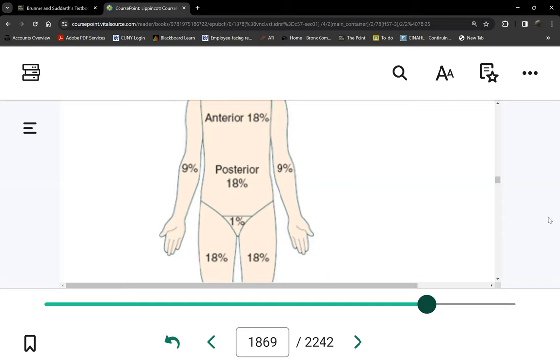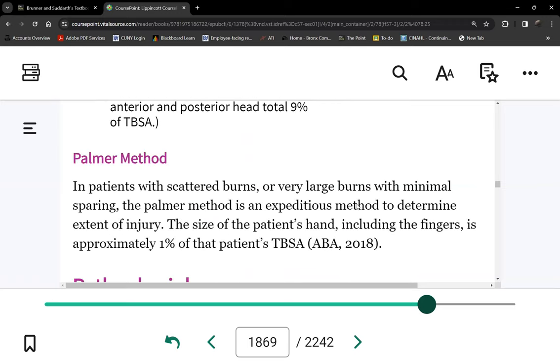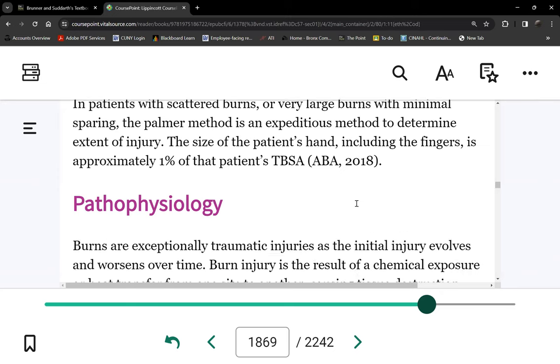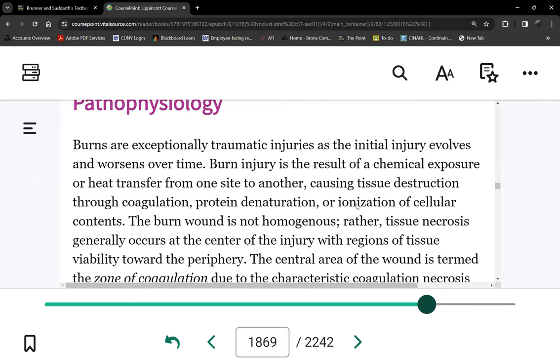Okay, let's finish taking care of Meijin later. Meijin was burned, and we'll get to the management when we get to the interventions. So we'll skip the Palmer or the Lund and Browder method. We'll just stick with the rule of nines.